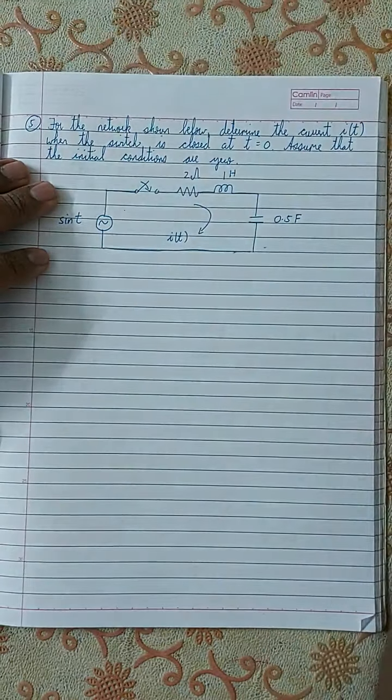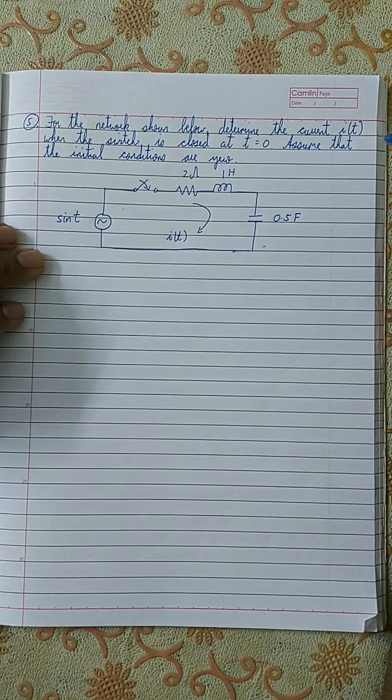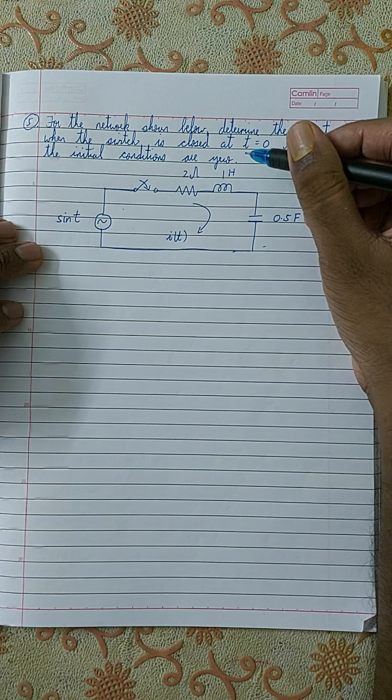Okay students, now let's do the next question. Here the question is, for the network shown below, assume that the initial conditions are 0. Fortunately they have already said that the initial conditions are 0, which means you don't have to find the value of the initial current across the inductor or the initial voltage across the capacitor, because in both cases the initial conditions are 0.